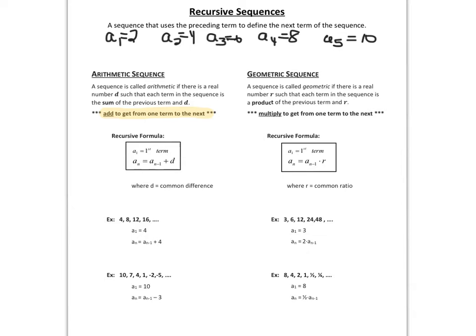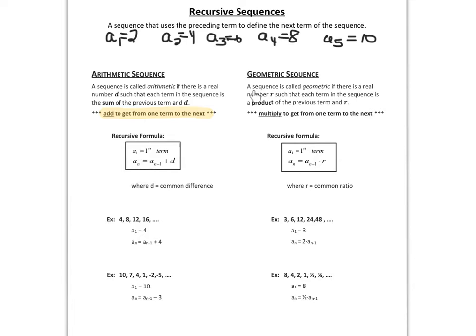Now, if you look at some examples down here, here's an example of an arithmetic sequence: 4, 8, 12, 16. What I'm doing is adding 4 to get from one term to the next. Now, if you look at this one, these numbers are going down. But since we're asking what we are adding to get from one term to the next, if the numbers are going down, it means we're adding a negative. So here, we're adding negative 3 to get from one term to the next, which we know is really just the same thing as subtracting 3.